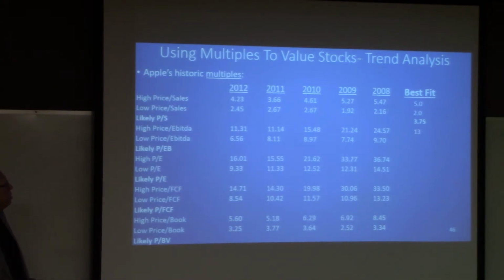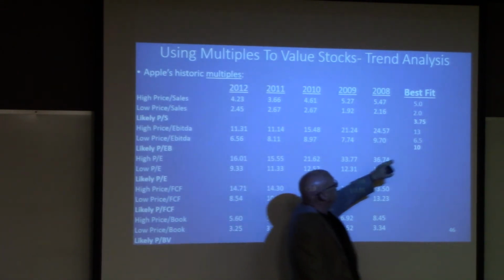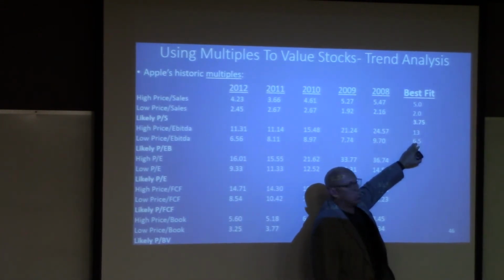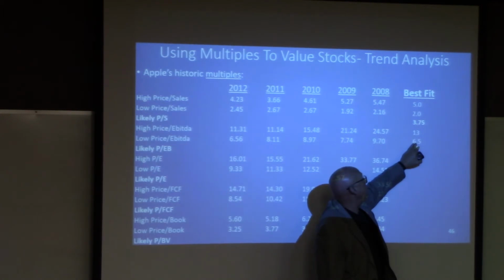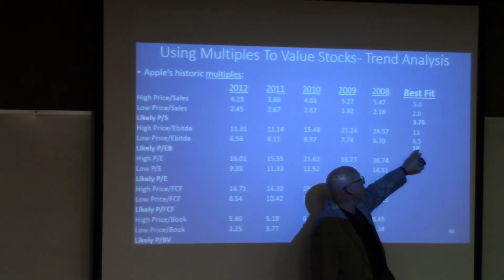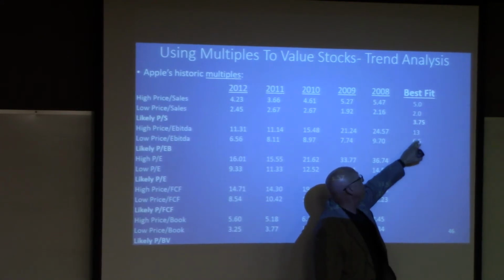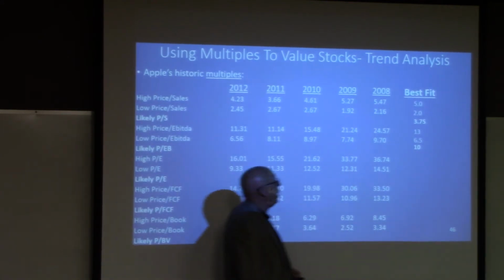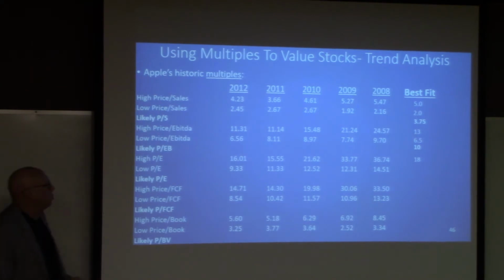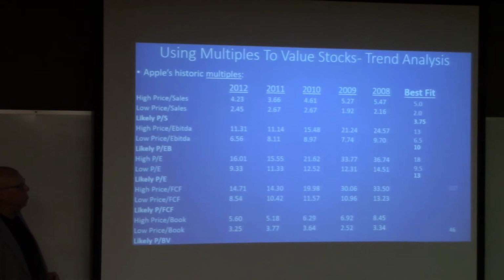All right, so we're going to go through this process with each of these multiples. Okay, 13 is our high, 6.5 is our low, 10 is our likely price. When the stock is trading somewhere close to 6.5 times, we're all over it. We're buying. When it's trading at around 10 times, we're starting to sell some. By the time it hits 13 times, we're out. Same thing with our PE, high, low, and likely. And with our price to free cash flow, high, low, and likely. And then with our price to book, high, low, and likely.